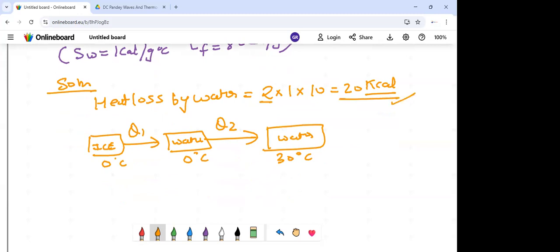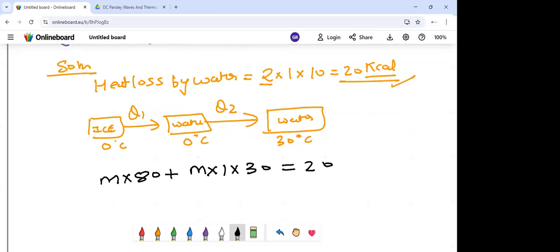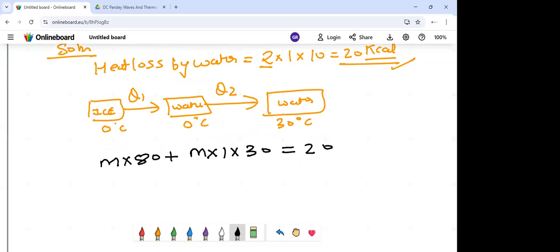How much heat is the ice getting? 20 kilocalorie. So Q1 is mass into 80 plus, since it's kilocalorie, I'm taking mass in kg, and second is M into 1 into 30. That all should be equal to 20. So if we add this, 110 M equals to 20. We are getting 2 by 11 kg.